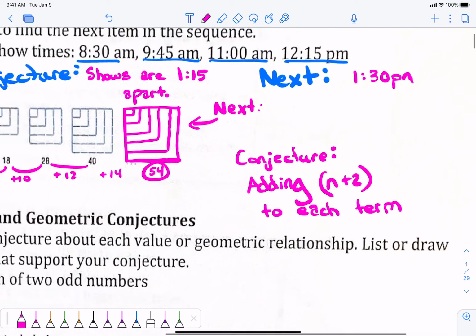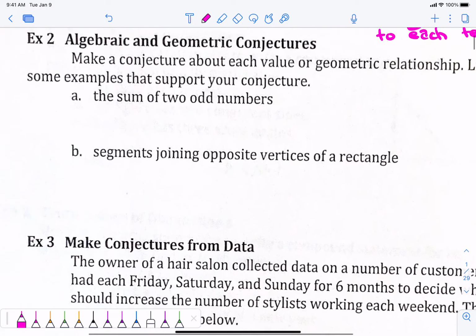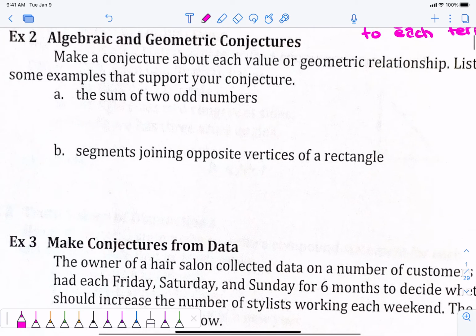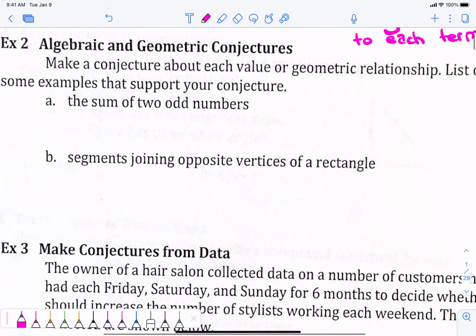But anyway, okay. Conjecture. You're adding n plus 2 to each term. Good? Okay, moving on. All right, let's go to the next one. Make a conjecture, so a guess, about each value or geometric relationship and list or draw some examples to support your conjecture. So we have our conjecture, and then we have some examples to support that.